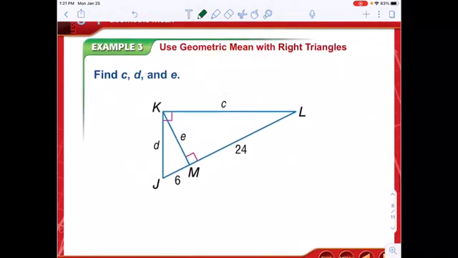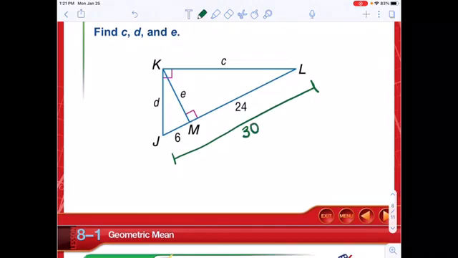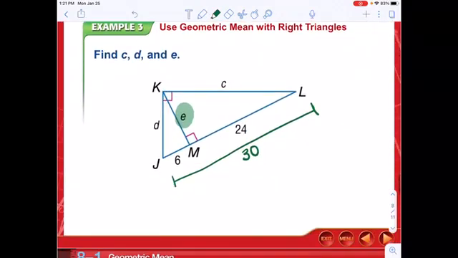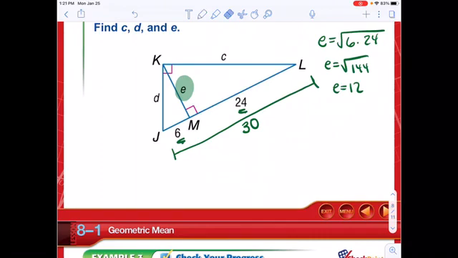So I'm going to skip and not do the proportion. I'm just going to go straight for the geometric mean altitude theorem. First I need to know this whole length. If I'm going to use the altitude, notice the altitude equals the square root of the two pieces that split it up. So the altitude, E, equals the square root of the two smaller pieces, 6 times 24. 6 times 24 is 144. Oh, that's really nice. The square root of 144 is equal to 12.